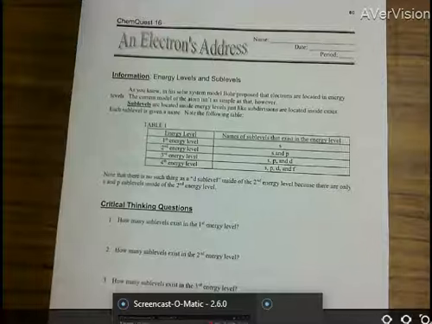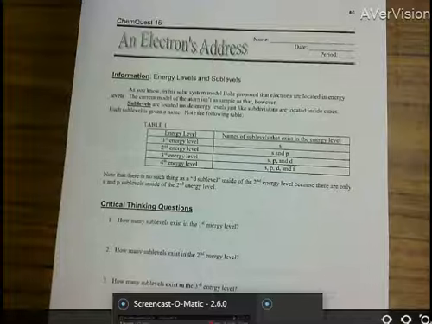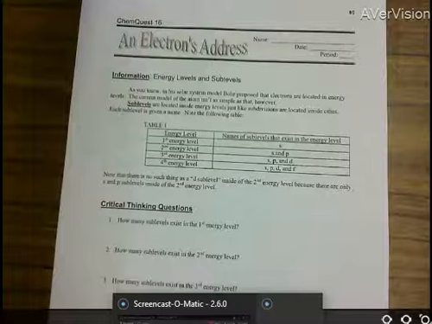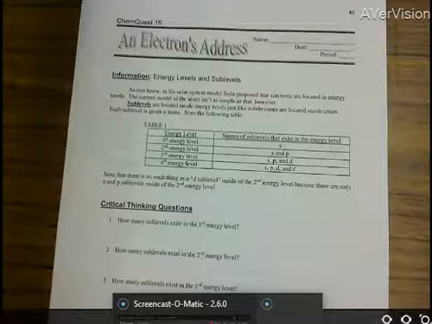ChemQuest 16 was about an electron's address and energy levels and sublevels. As you know, in his solar system model, Bohr proposed that electrons are located at energy levels. The current model of the atom isn't as simple as that, however. Sublevels are located inside energy levels, just like subdivisions are located inside cities. Each sublevel is given a name.